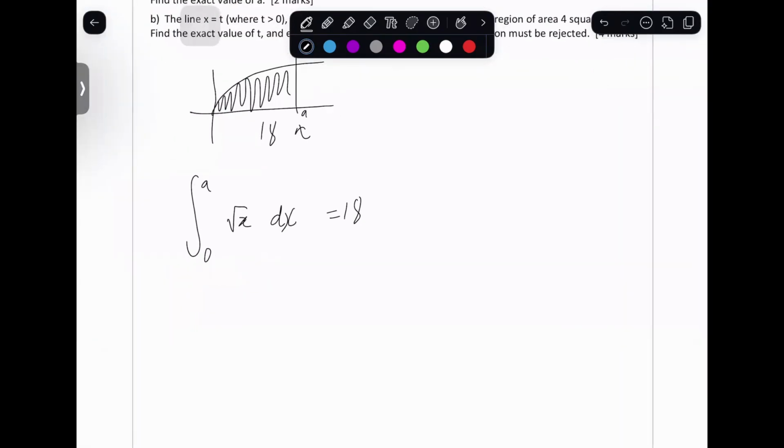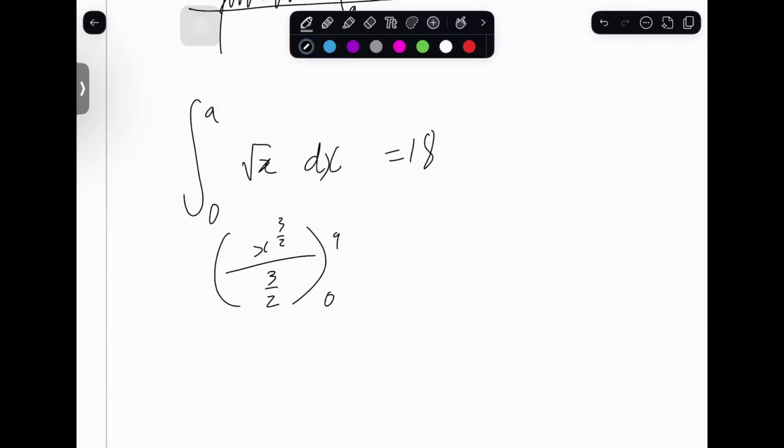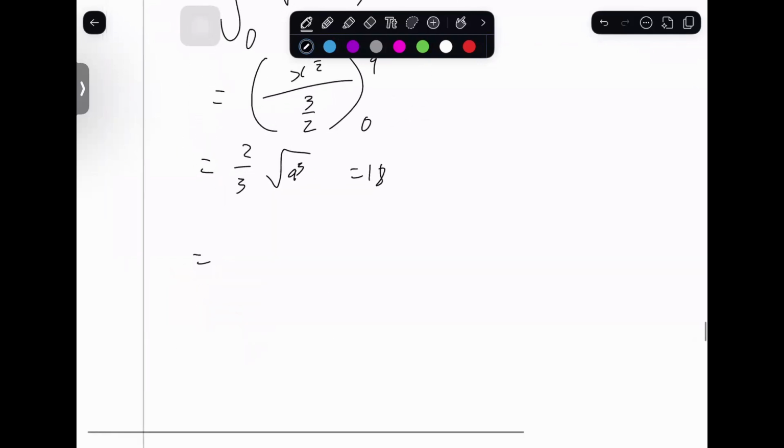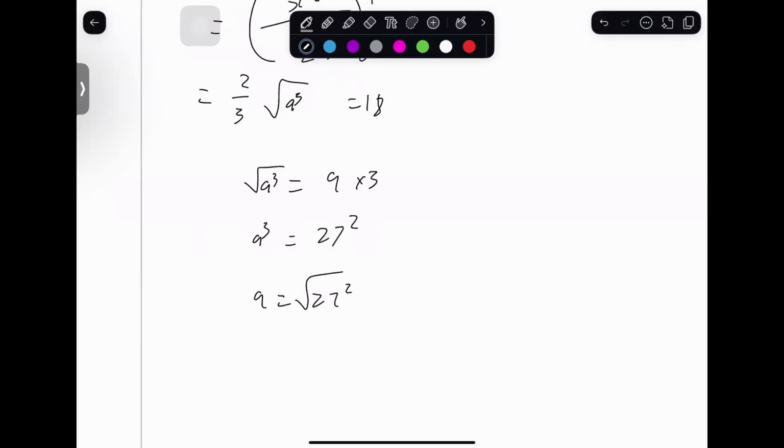Now, this is just one simple calculator sub in, or for tech-free, which we'll assume this is, you do it this way: 0 to a, and then you get a cubed square root of that, and 2 on 3 equals 18. And then we will multiply it by 3 on both sides, and then divide by 2. Let's divide by 2 first. You get 9 times 3 equals square root of a cubed. 27 squared is a cubed, and a is equal to 27 squared cube root.